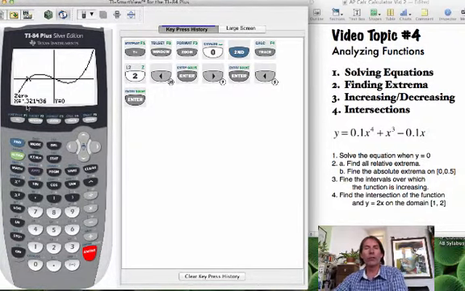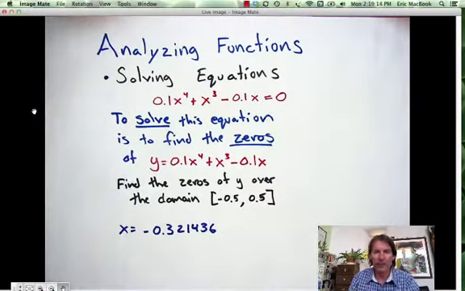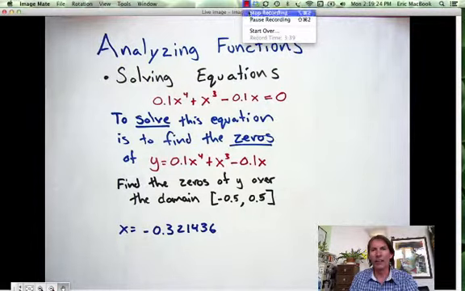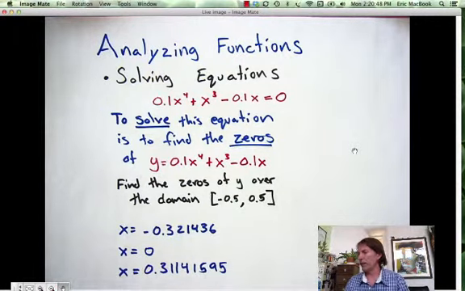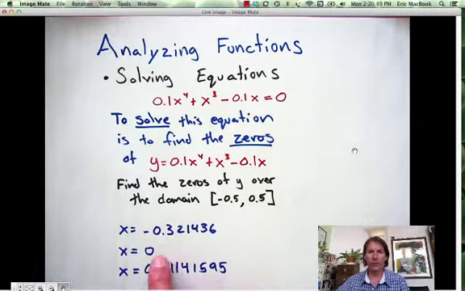Okay, what I want you to do now is find the other 2 zeros of this function over this domain. So you could pause it here and do that, and then check back for your answers. Okay, so here are the answers that we found. The other one was at 0, and the last one is at 0.31141595.